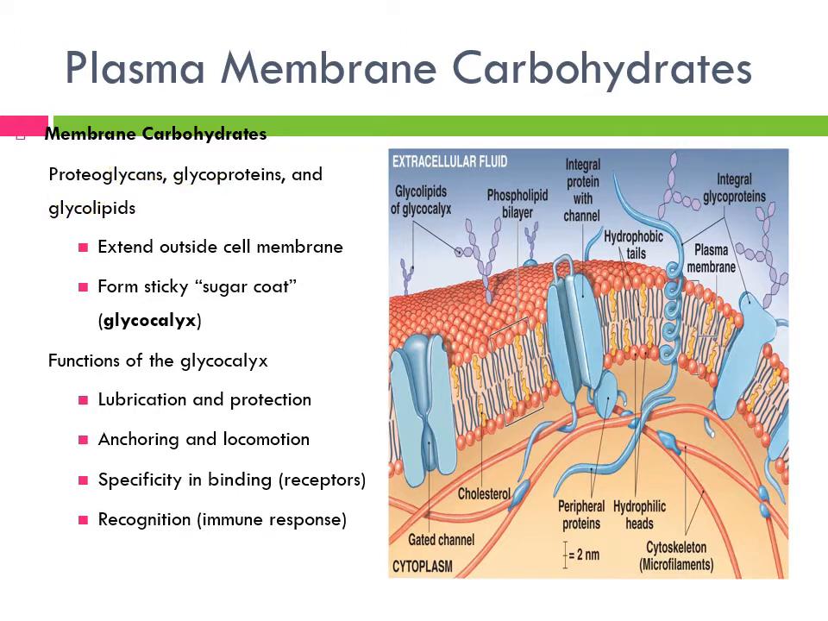They extend outside the cell membrane and form this sugary, sticky coat on the outside of the cell called the glycocalyx. The glycocalyx is going to lubricate and protect because it is that thick and sticky. It anchors the cell, or it can also assist in locomotion. It has receptors for binding other things, so it would be binding different ligands, and when ligands bind, it can change the properties of the cell. It's also used for recognition in the immune response, which helps us label cells as normal or abnormal.